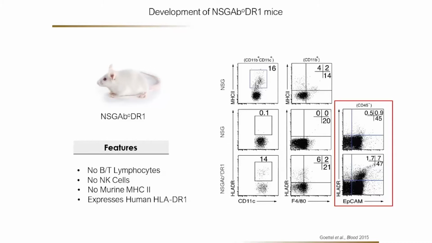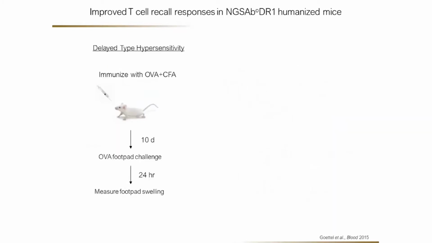And so the first question that we really wanted to ask was, okay, if we humanize these animals, as I mentioned before, using CD34 cells from healthy donors injected into one-day-old pups, one of the easiest ways to assess T cell responses is to do a delayed type hypersensitivity reaction. And so what this is, we immunize these animals using OVA in an adjuvant, and then 10 days later we challenge them by giving them a secondary recall challenge in the foot pad of OVA, and then we measure how much that foot pad swells.